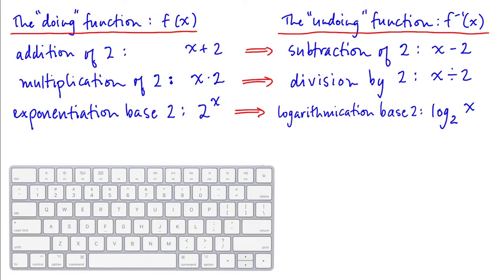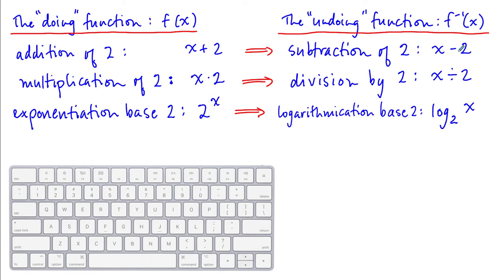So here we have two functions, f of x and f inverse of x. Don't read this as f to the negative 1. It's a poor notation, but it really just means the undoing function for the doing function. So it will undo whatever these operations are. So if we have addition of 2 and we apply that to x, then we get x plus 2. The inverse of adding 2, or the undoing of adding 2, is subtracting 2.